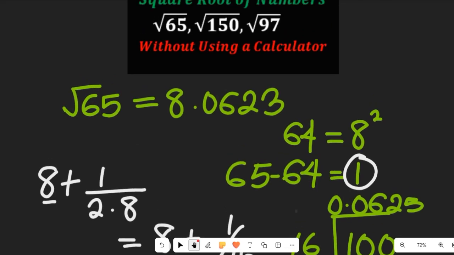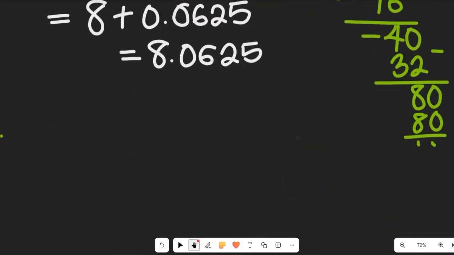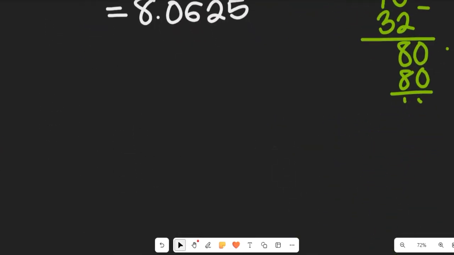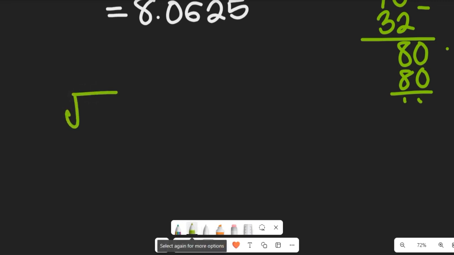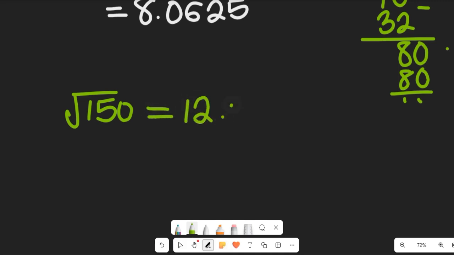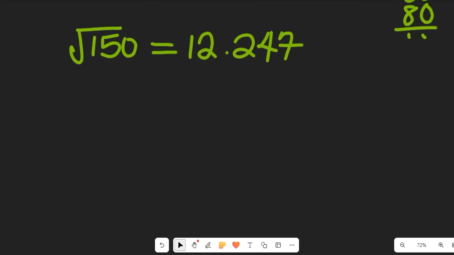Let's consider the square root of 150. If we are asked to find the square root of 150 and you use your calculator, it is going to give you 12.247. Do that right now and you'll find out. Now, how do we solve this without using a calculator?